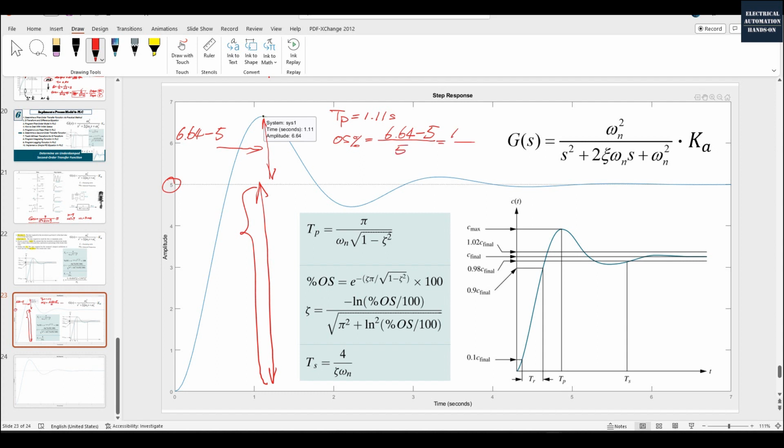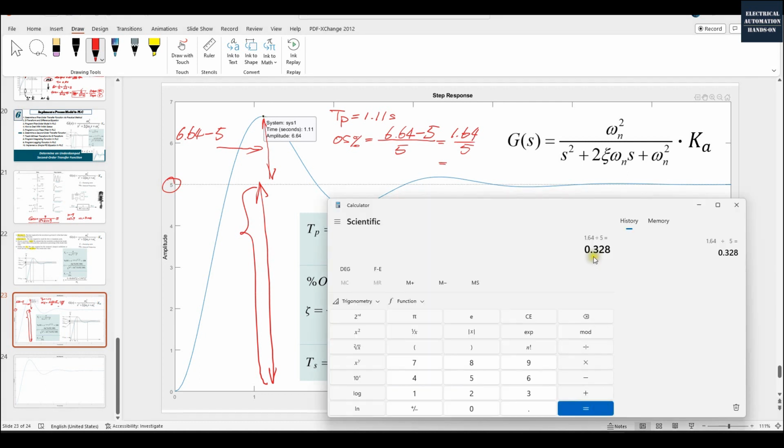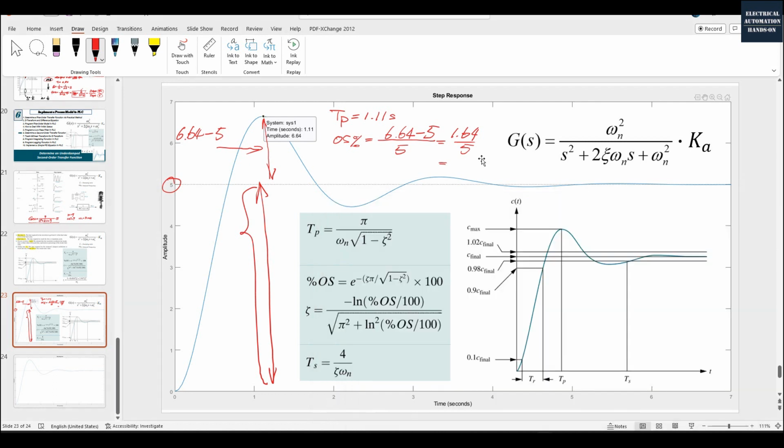Then this is the 1.64 over 5. This is equal to 0.328. Okay, that means 32.8%. This is 0.328. 32.8%. This is the overshoot. Okay, overshoot value we calculated, and the TP peak time we measured.